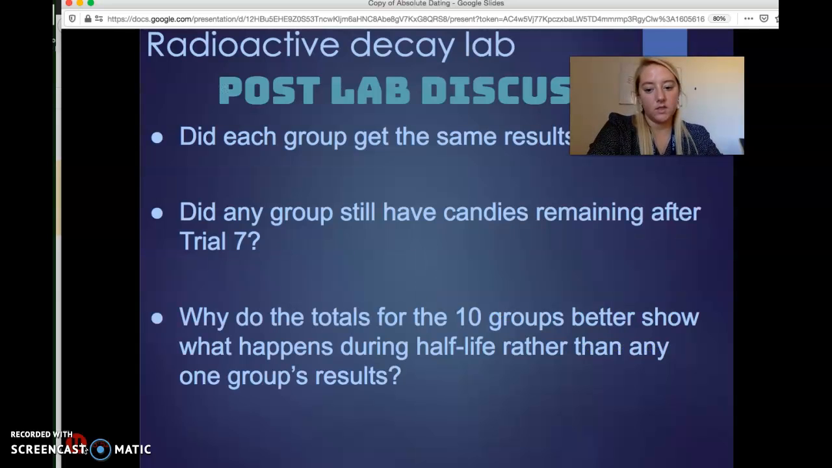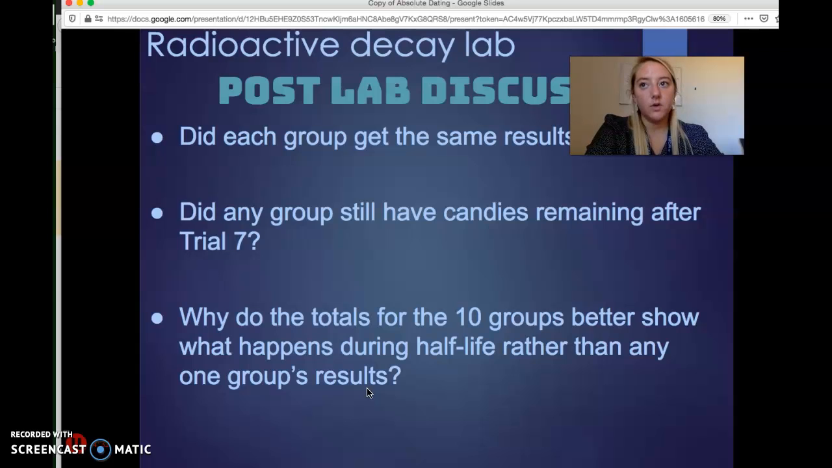One of your other questions asks, why do the totals for the 10 groups better show what happened during half-life rather than any one group's results? In science, we talked about how in order to be statistically significant, or for your experiment to be taken seriously, you have to have a lot of evidence, a lot of data points supporting your results. Just doing it once yourself wasn't enough to be statistically significant, so we needed to repeat it. In our case, we had 10 groups doing the same experiment at the same time, giving us a larger body of data to analyze.